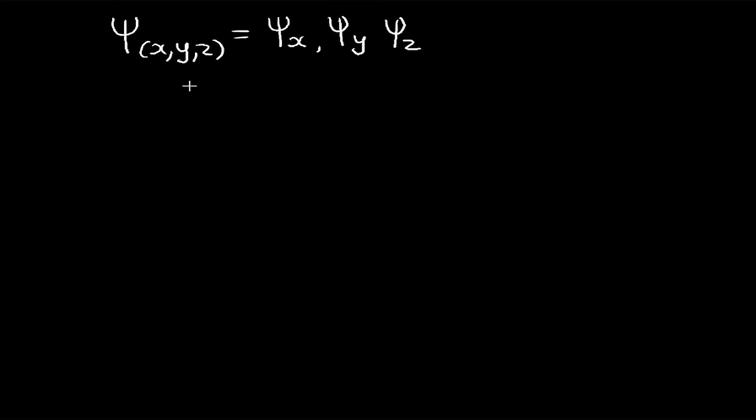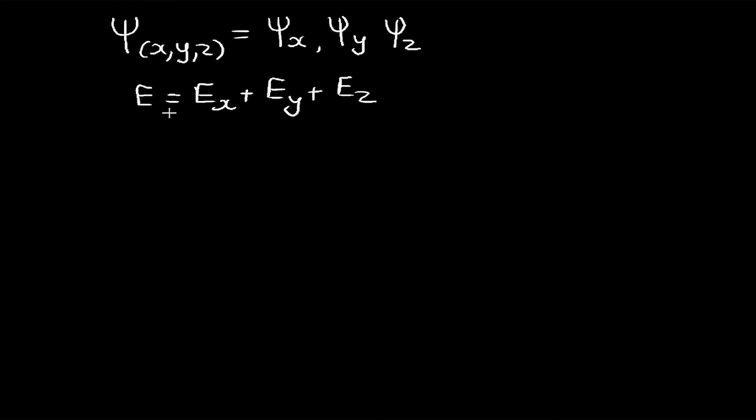Also, the total energy will be the sum of the energy of the three components, that is, the total energy E I could write as energy along the x-axis plus energy along the y-axis plus energy along the z-axis.